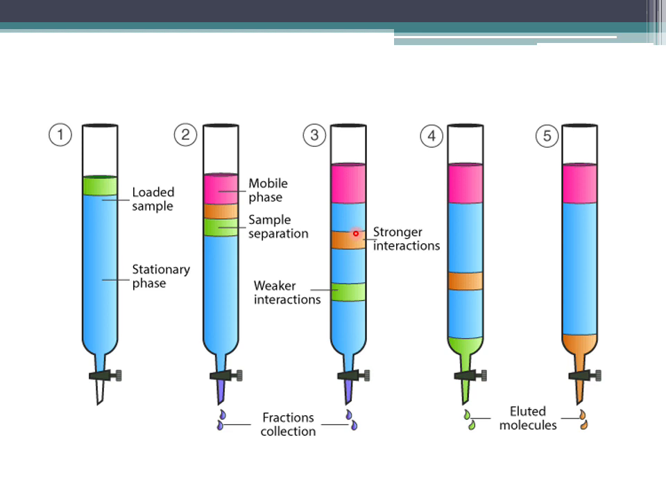And then kat sini kita tengoklah yang orange ni adalah dia lebih interact lebih kuat. So that's why dia tertinggal dahulu. And then yang cepat interact, yang kurang interact dengan stationary phase, dia akan bergerak lebih ke bawah, lebih laju. So lepas tu kita boleh keluarkanlah yang eluted, yang color hijau ni. Then kita boleh keluarkan yang color orange tu.